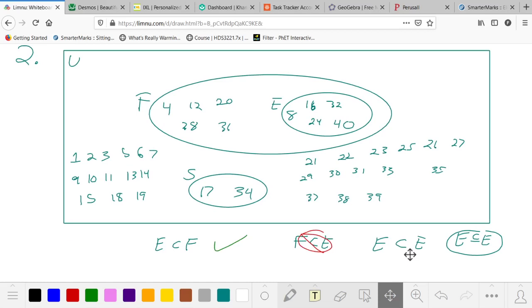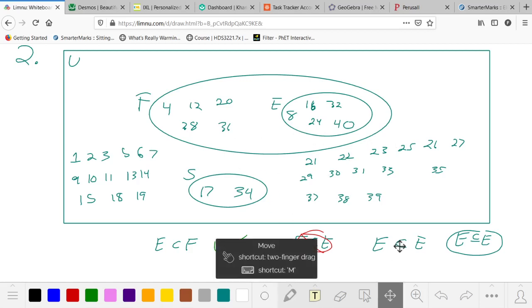Finally, they're saying, is the complement of F the odd numbers from 1 to 40? It is not, because there are even numbers not included in F. And number 5, in this example, the set of natural numbers from 41 to 50 is the empty set. Yeah, there are no natural numbers from 41 to 50 here. So that wraps up number 2.